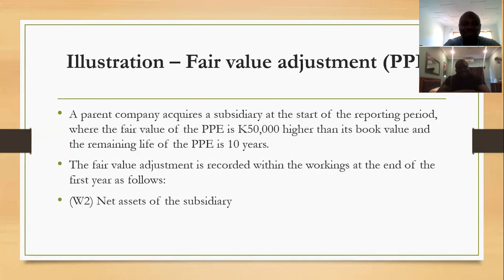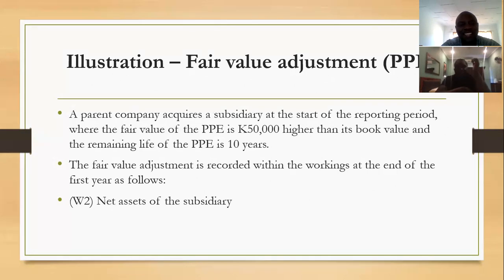So let's look at this illustration. A parent company acquires a subsidiary at the start of the reporting period, where the fair value of the property, plant, and equipment is 50,000, quite higher than its book value. And the remaining life of the property, plant, and equipment is 10 years.